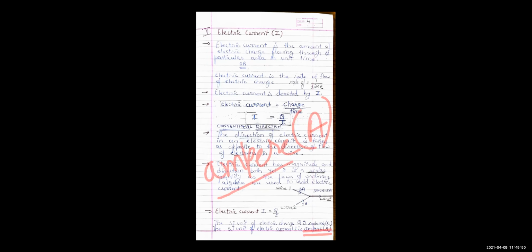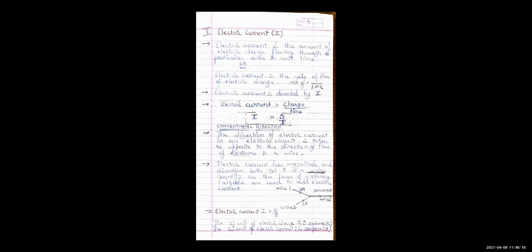For example, if you want to measure your mass, you will say 30 kg. Kg is what? Unit. If you want to find the table's length, you will say, ma'am, the length of the table is 50 centimeter. Centimeter, what is it? Unit. Similarly, the SI unit of electric current is ampere. Symbol is capital A. Getting? Now let's put these units over here and see what we get.